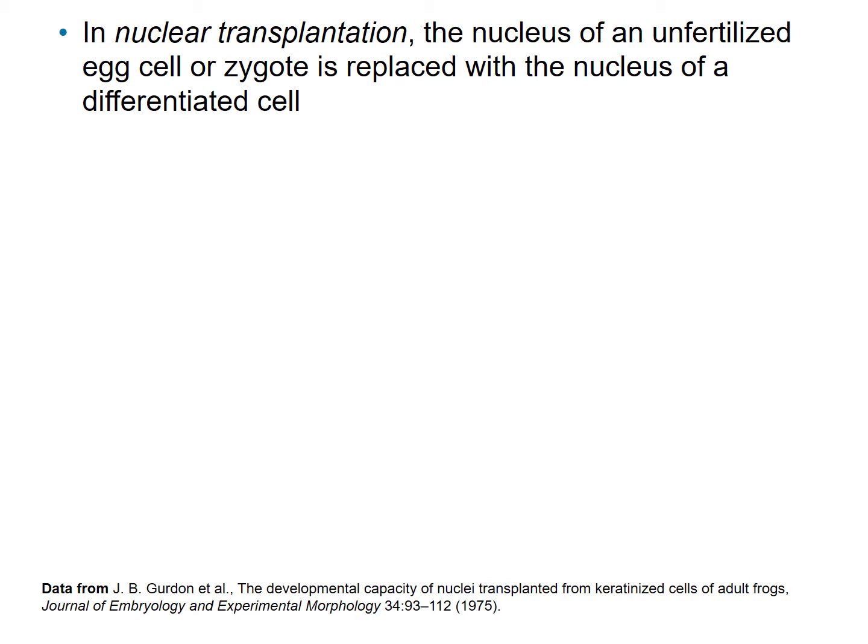Let's discuss nuclear transplantation. In nuclear transplantation, the nucleus of an unfertilized egg or cell is going to be replaced with the nucleus of a differentiated cell or less differentiated cell. What this data showed is that a more differentiated cell is less likely to develop into a whole organism than a less differentiated cell. These are data from this group down here. So let's take a look at what happens.